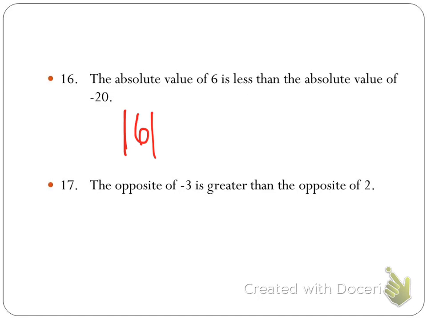Is less than. Yesterday we talked about the symbol for less than. It kind of looks like an arrow pointing to the left. Something like that. The absolute value of negative 20 is the last part that we need. So we have a negative 20 inside those absolute value bars.